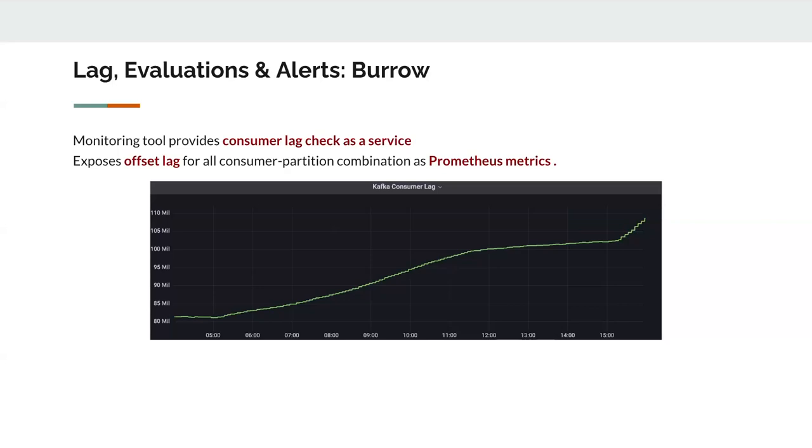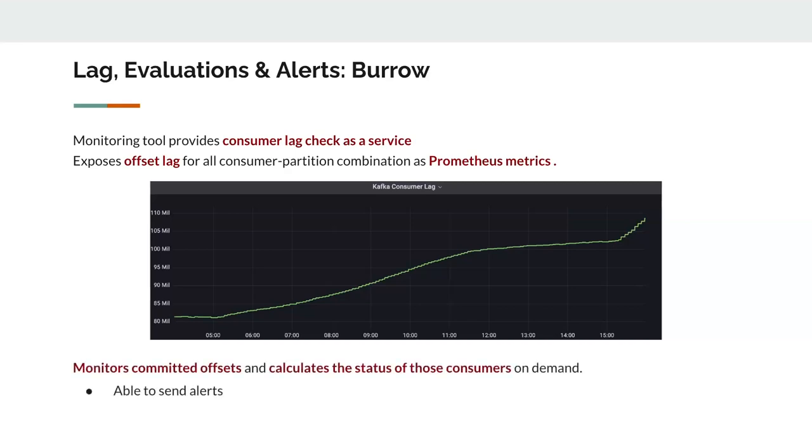Now, Burrow, LinkedIn's open source monitoring companion for Apache Kafka, provides consumer lag checking as a service without the need for specifying thresholds. It exposes consumer offset as a gauge metric to Prometheus in a consumer partition combination for a topic, which makes it very convenient to visualize in real time. We will understand what a lag offset denotes in the next slide.